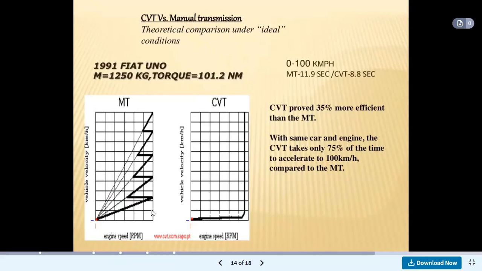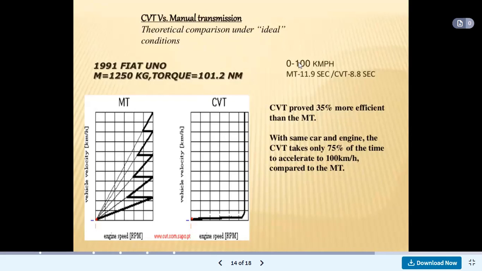As engine speed increases, the vehicle velocity initially increases, then becomes stable, then engine speed decreases again, vehicle velocity increases again, becomes stable again, and so on. So a lot of changes happen in manual transmission. But in the case of CVT, as engine speed increases, vehicle velocity continuously increases. After achieving one value, it drastically increases the velocity of the vehicle.